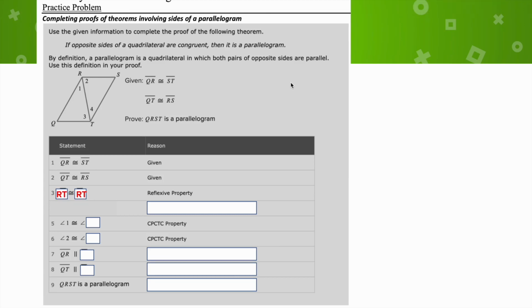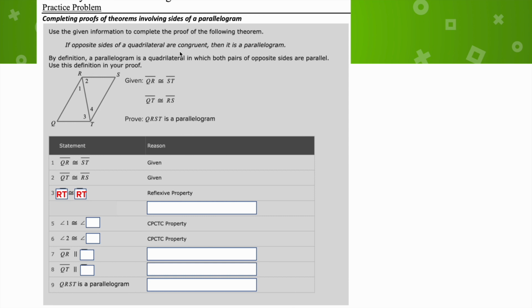All right, so in this video, I'm going to show you how to complete a proof. Now, this isn't a full proof because we're going to be filling in the blanks. You can actually see a little bit of blank filled in there, so I'll have to fix that. It's because I clicked the button. So with this one, it says, use the given information to complete the proof of the following theorem.